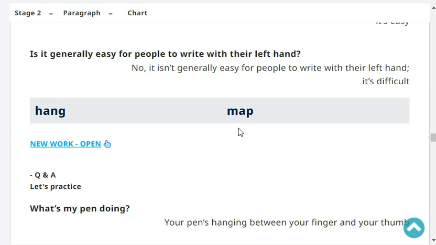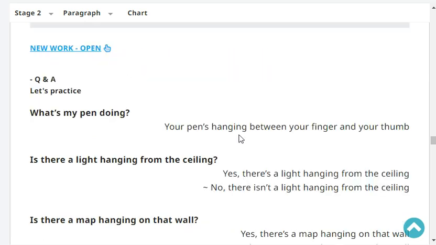Is it generally easy for people to write with their left hand? No, generally it isn't easy for people to write with their left hand. It's difficult. Very good. Okay, what's my pen doing?